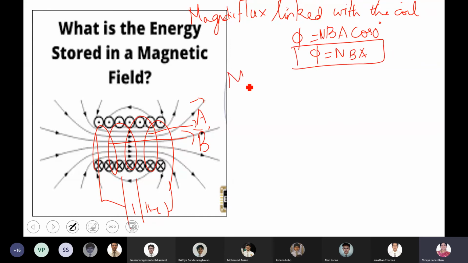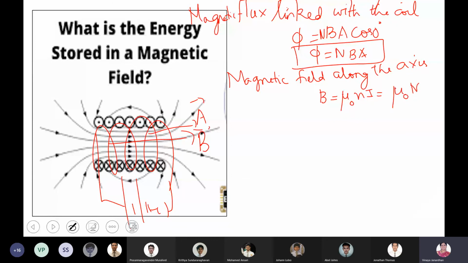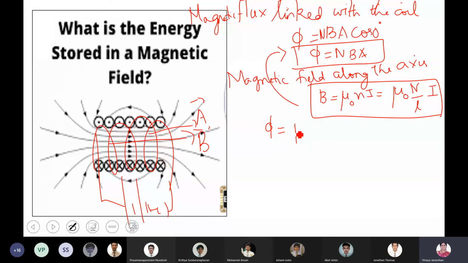Now the magnetic field along the axis of the solenoid. Along the axis of the solenoid, B is equal to mu naught n into I, where small n is the number of turns per unit length. I can write this as mu naught N by L into I. I'm substituting the value of B in the equation for phi. So phi becomes equal to mu naught N squared by L, A into I.